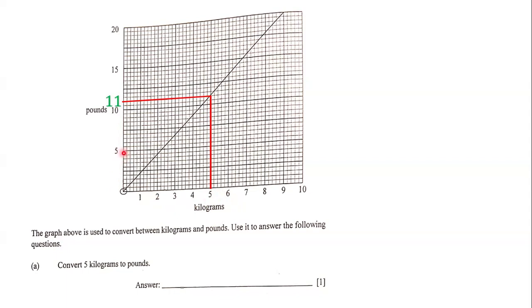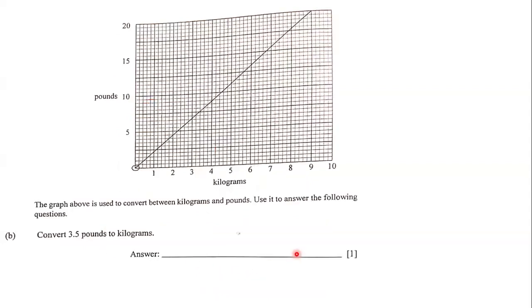And so this is 5, and so that means that this is 5.5, this is 6, and this is 6.5, this is 7, and this is 7.5, this is 8, and this is 8.5, this is 9, and this is 9.5, this is 10, and this is 10.5, and this is 11. And so that means that 5 kilograms is 11 pounds. So our answer here is 11 pounds.